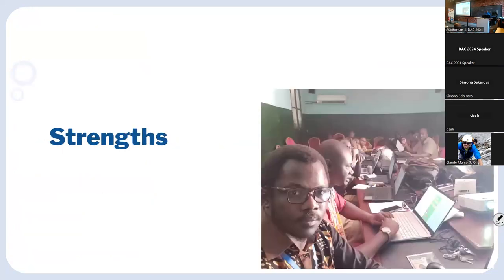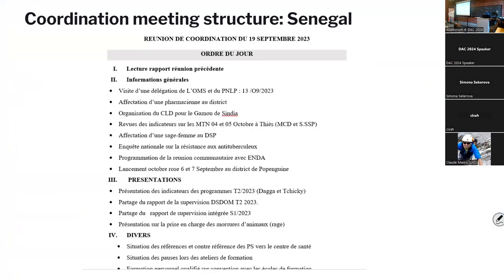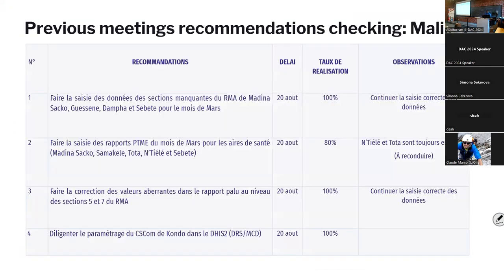So a few sentences on what we found. The strength, first of all: these meetings were well structured. They had a clear timetable, and they know what to do first and then next and so on. Some of them had TORs, including the presentation of the recommendations. So they have some tools they use to track the recommendations from the previous meetings and see if they have been enforced, what the challenges are, and what the level of implementation of these recommendations is.